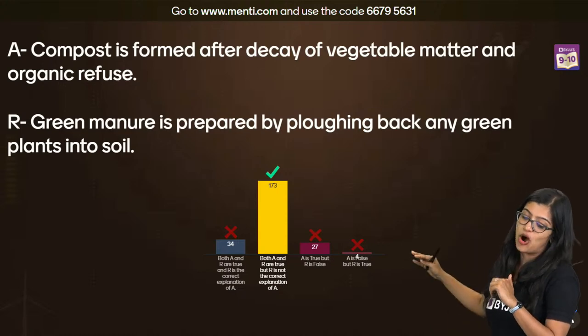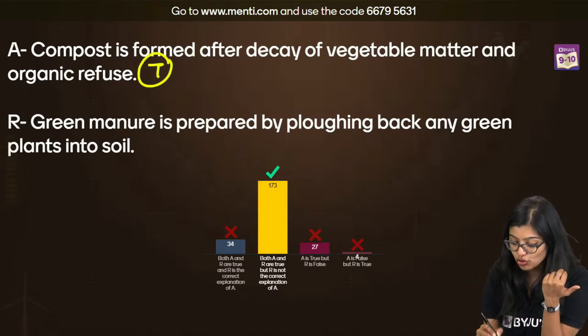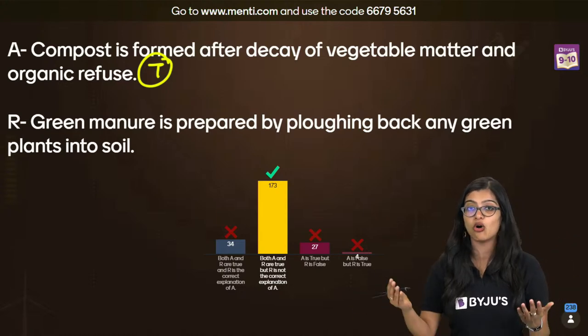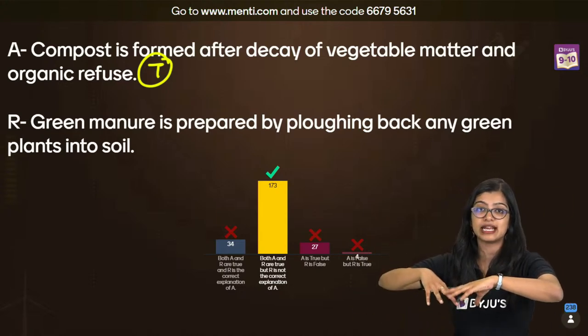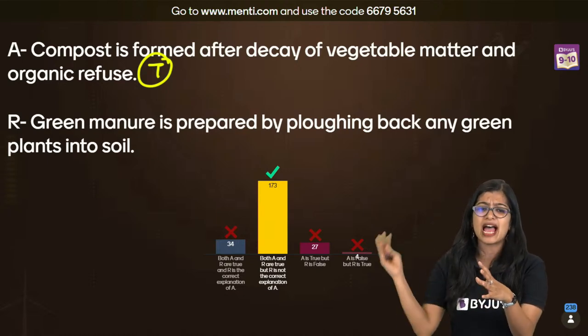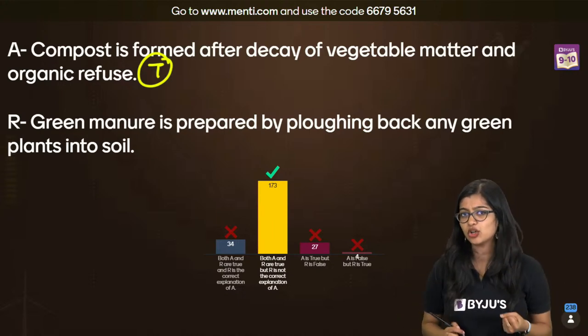Now, compost is formed after decay of vegetable matter and organic refuse. This is true because normally how do we do composting? We take a piece of land, we dig a hole, then we put all of these substances in it, especially vegetable peels, dead and decaying matter. And then we see that the process of decomposition takes place and we get compost.